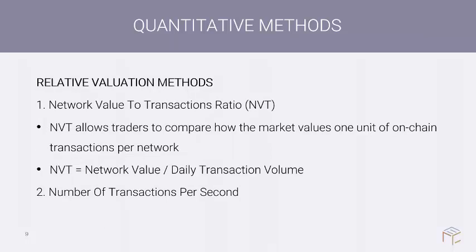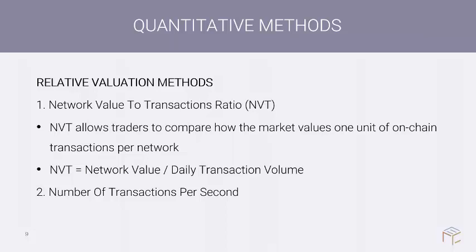Relative valuation methods attempt to calculate an asset's value by using metrics to compare the asset to other assets. In the stock market, you might use metrics like price-to-earnings ratios, which we mentioned earlier. In the cryptocurrency world, there are a few other metrics to consider. The first method to consider is the network value to transactions ratio, or NVT. This metric looks at the cryptocurrency's market cap relative to its daily volume of on-chain transactions. The NVT allows traders to compare how the market values one unit of on-chain transactions per network. In theory, the lower the market to transaction value, the less the market is valuing the cryptocurrency.